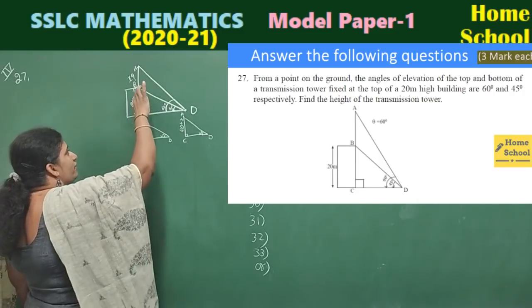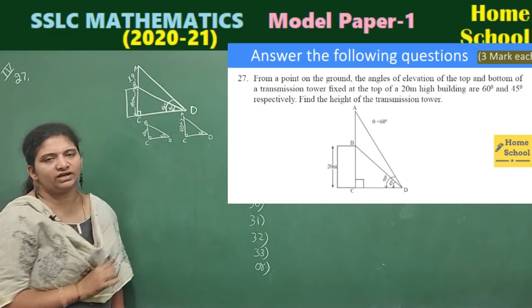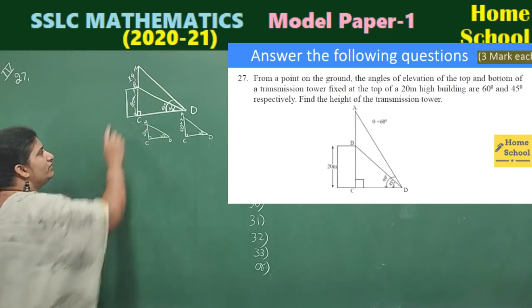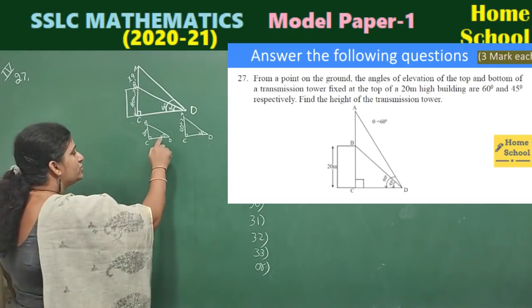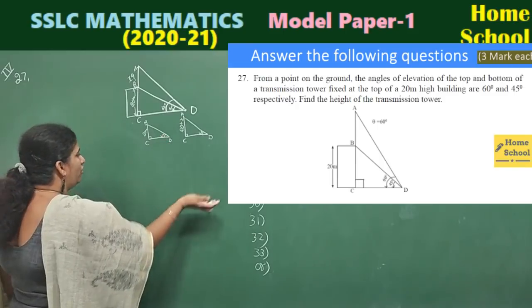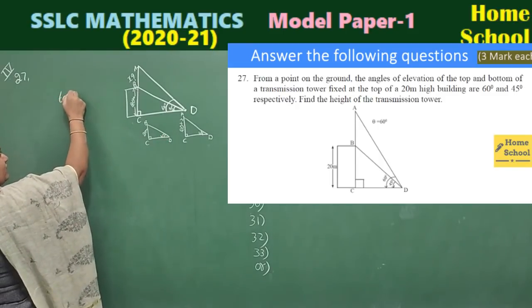Yes. So first let me go with the 45 degree angle. What do we need? We need opposite and we are going to calculate adjacent now. So which ratio? Tan ratio. That is tan.